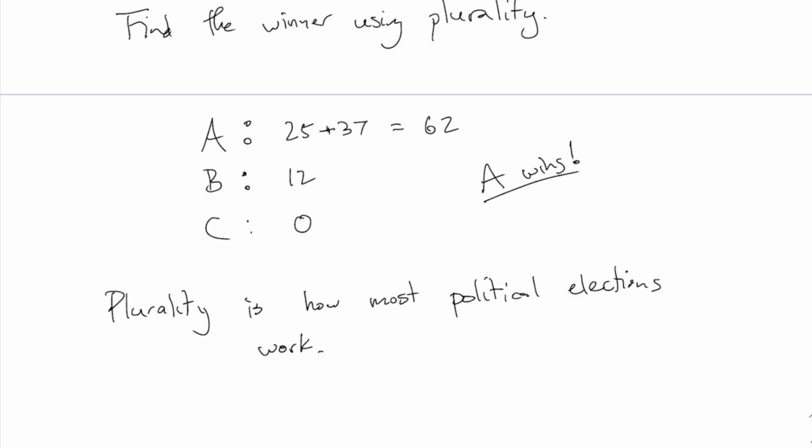And in particular, in the United States, we use plurality basically for most things. To elect the president, it's basically plurality, but then we also have the Electoral College, which is an extra overlay of complication. But state by state, it goes by plurality.